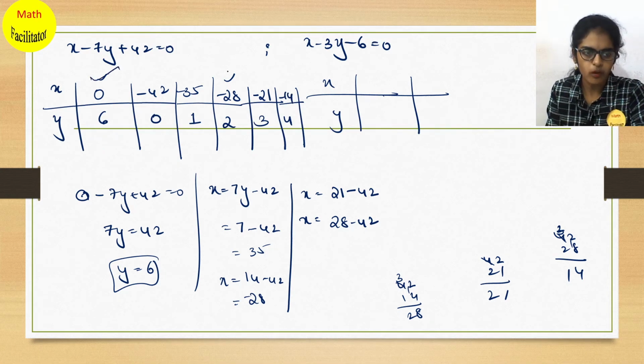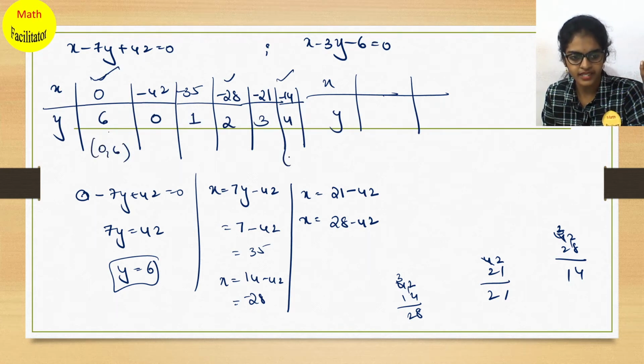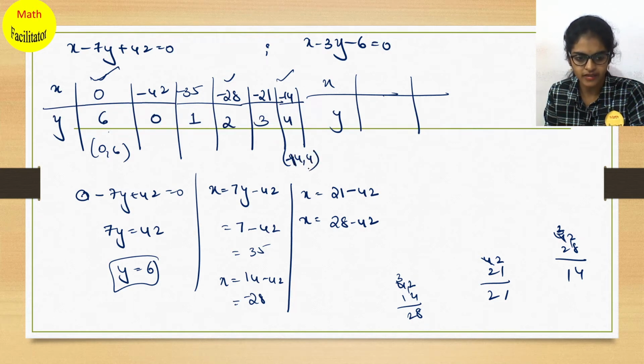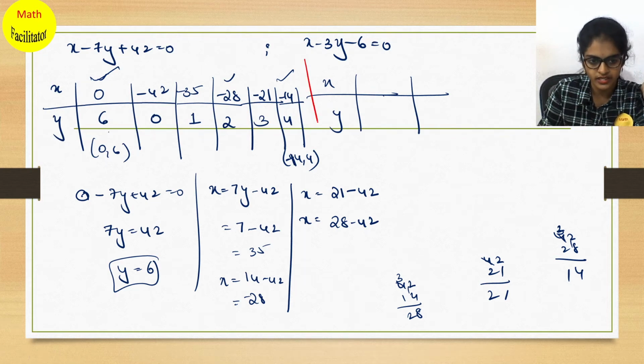Any 2 points are enough. So I'm just taking these 2 points: x is 0, y is 6, that is (0, 6), and the last point is (minus 14, 4). Now why am I taking these values? So that it will be helpful for me to plot the graph. Clear? So this is for the first one.